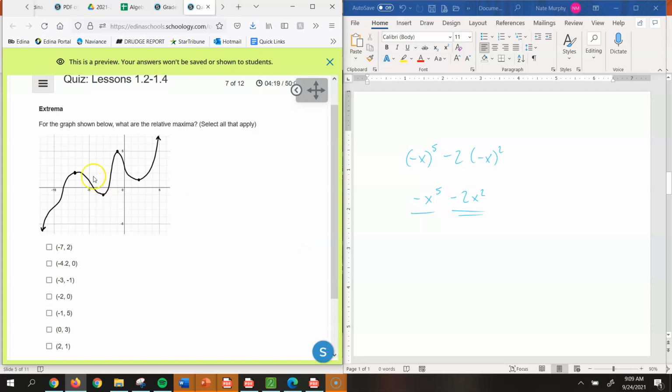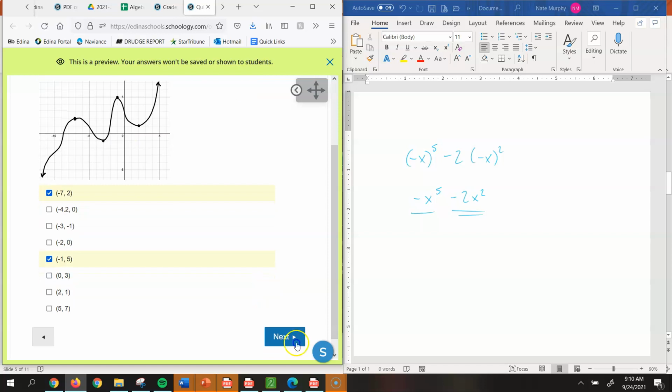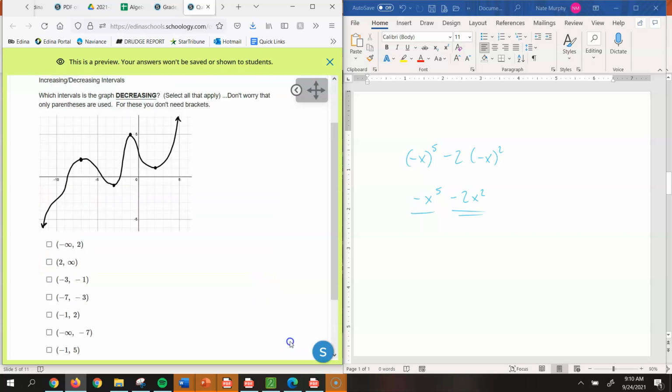All right, so here we're trying to figure out what are the relative maxima. Just like the previous question we saw, this one would be one of our relative maxima if we just focus on that section, and that's where x is -7, y is 2. And this one here would be another relative maximum, where x is -1, y is 5. There are no other relative maxima because, again, it has to be like a mountain peak where it changes direction, where it goes up and then comes down. So those will be the only two answers for that one.